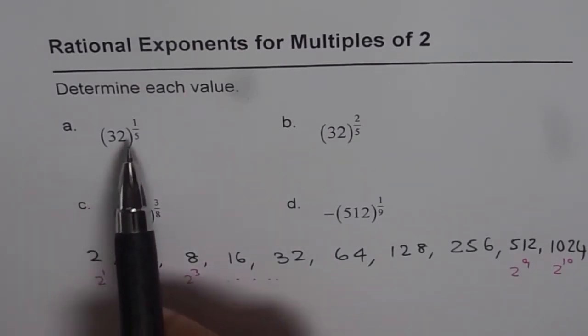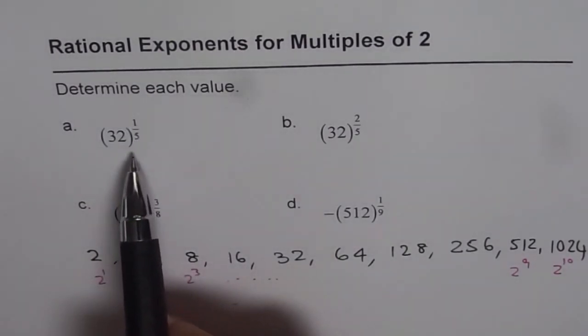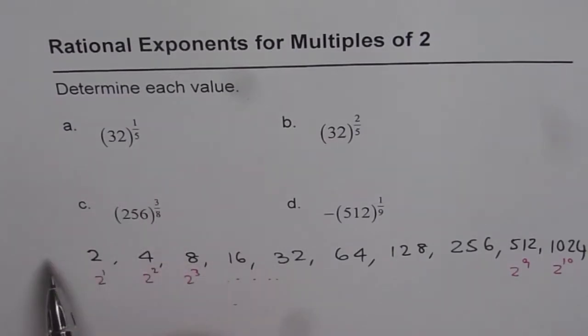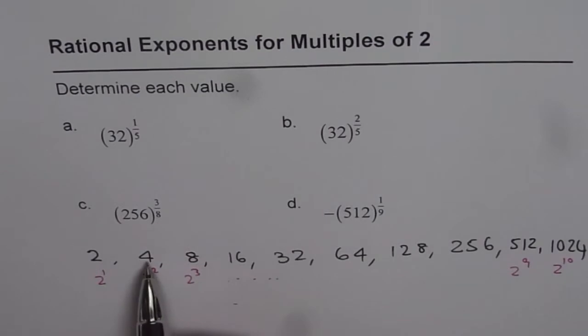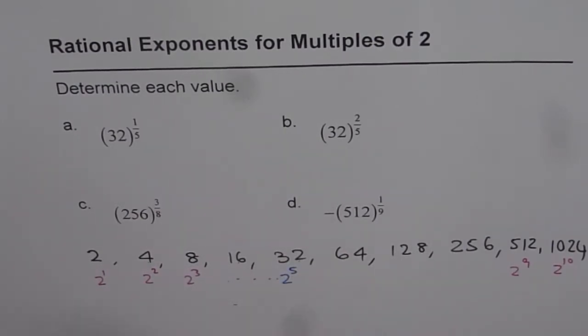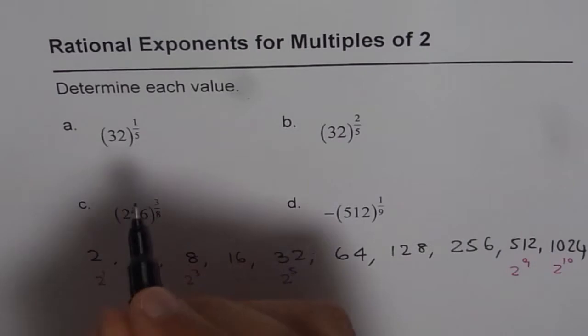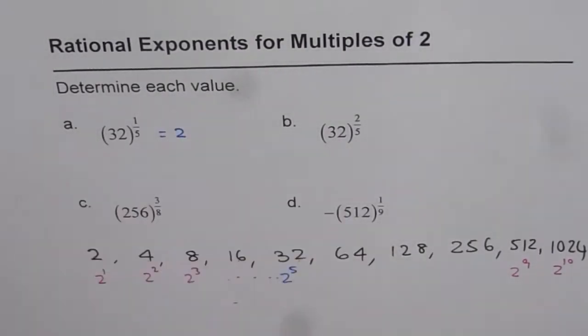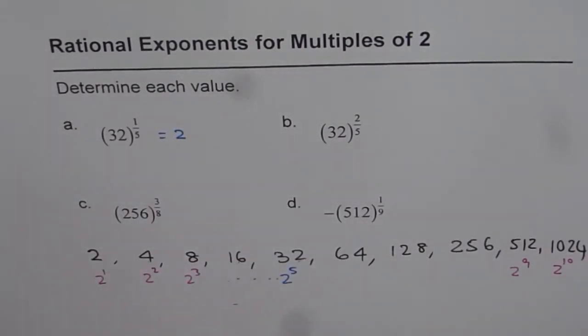So 32 to the power of 1 over 5. That means fifth root of 32. So in this series, we say, well, 2 to the power of 5, 1, 2, 3, 4, 5, is 32, right? So 32 is actually 2 to the power of 5. So 32 to the power of 1/5 should be equal to 2, right? So that is how we get our answer.